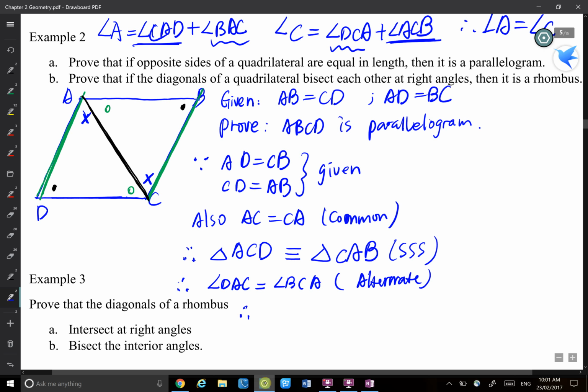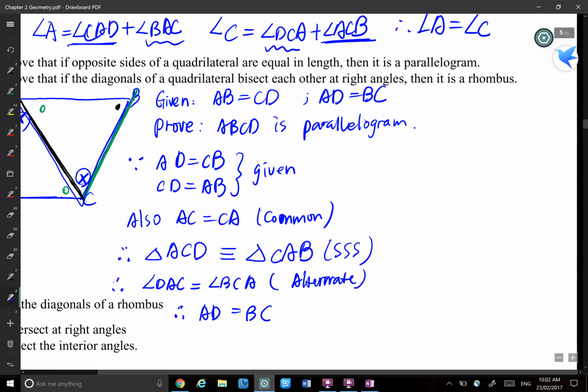So AB is parallel to CD. Because this angle equals that angle, AD is parallel to BC. This one is this one, then it is this Z. So AD is parallel to BC.